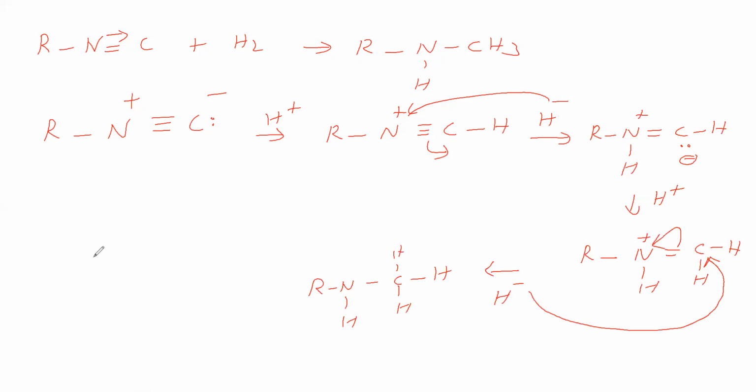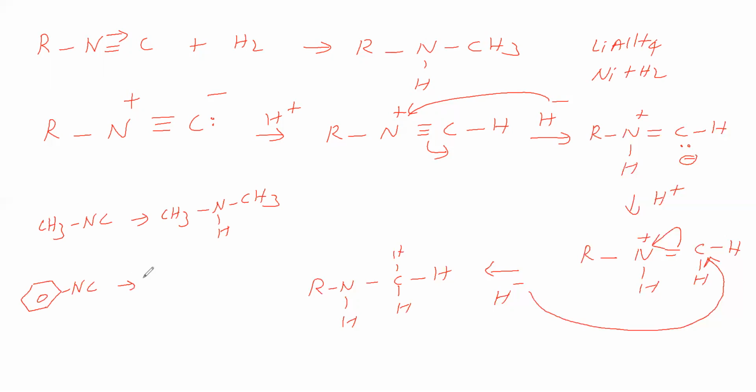So what is a reducing agent? Reducing agent is lithium aluminum hydride. Then catalytic reduction, nickel plus hydrogen. This is the reducing agent. So now if it is a methyl isocyanide, the product is N will become NH, C will become CH3.